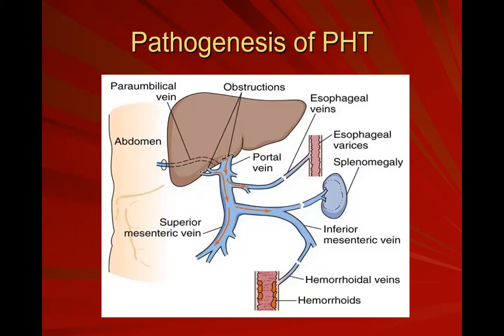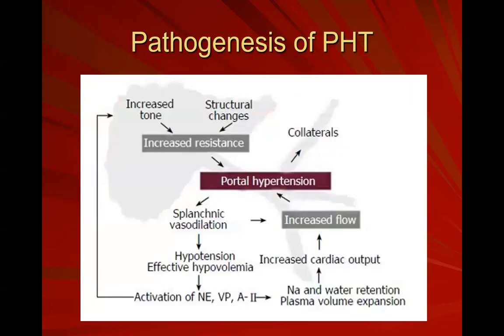So here are the collaterals that we talked about. So we have the esophageal, we have also the periumbilical, we have also the rectal. Okay. So the rectal would be a communication of the superior rectal vein from the portal system, and the middle and inferior rectal from the systemic circulation. So this is the pathogenesis of the portal systemic circulation. We are not going through the pathology.